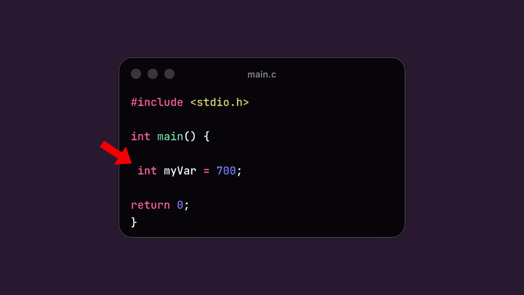As the first keyword, we write the variable type. Here we defined an integer, so we wrote int. Then after the type, we write the name of the variable, and then we put the equal sign to assign a value to our variable.